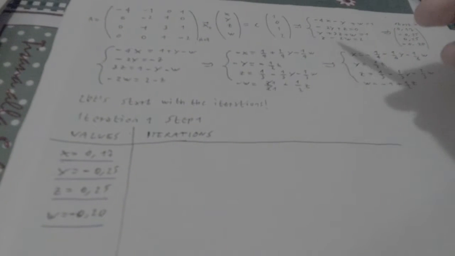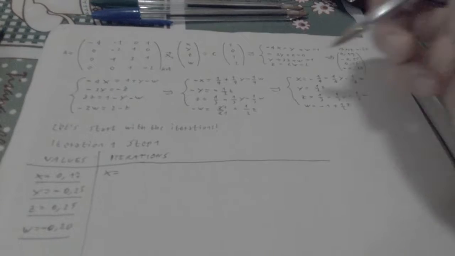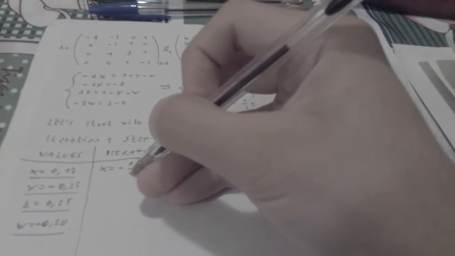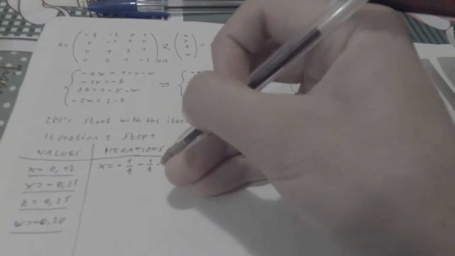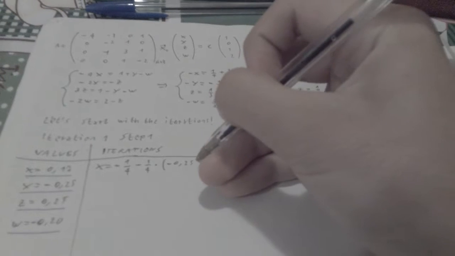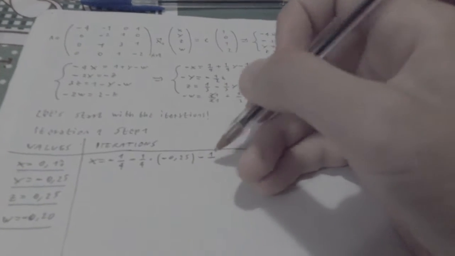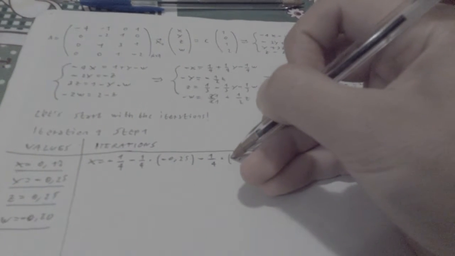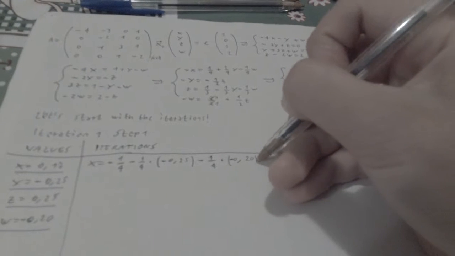Okay, so what we're basically going to do now is to take the x, which is this equation that we basically found before, and we're going to substitute in this equation the values that have been given to us as a start. So the equation is going to become x equal negative 1 over 4 times negative 0.25, negative 1 over 4 times negative 0.20. Okay.